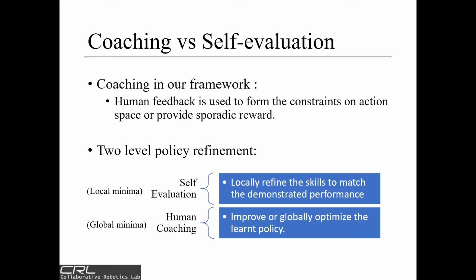The goal of self-evaluation is to basically match the demonstrated goal image state, which is seen in the demonstration itself. On the other hand, coaching feedback is used to modify the entire action space by adding constraints or to provide a sporadic reward to indicate that the robot is doing well. So the self-evaluation is akin to reaching a local minimum, and after some iterations, the performance plateaus, whereas coaching feedback is usually used to move the robot out of a local minimum or push it towards a global minimum if you see saturation in performance.